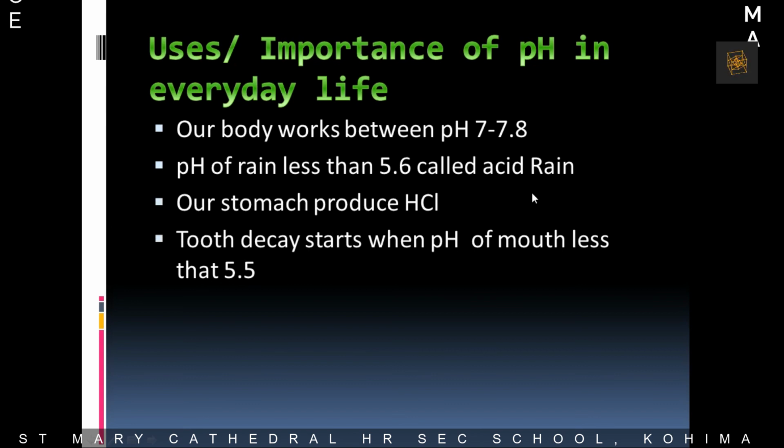Now tooth decay starts when the pH of the mouth is less than 5.5. Our enamel, the cover of the teeth, helps us fight off acid. Acid is there in our mouth, yes, but if the pH decreases below 5.5, the enamel gets weakened and your tooth will start decaying. That is the problem. So pH helps us to indicate whether the acid in our mouth is too much or it is fine, balanced.